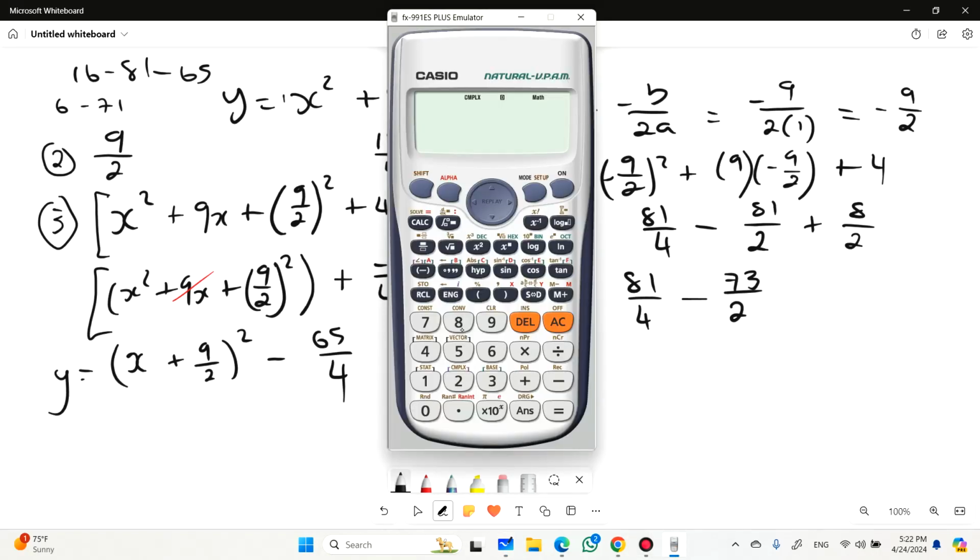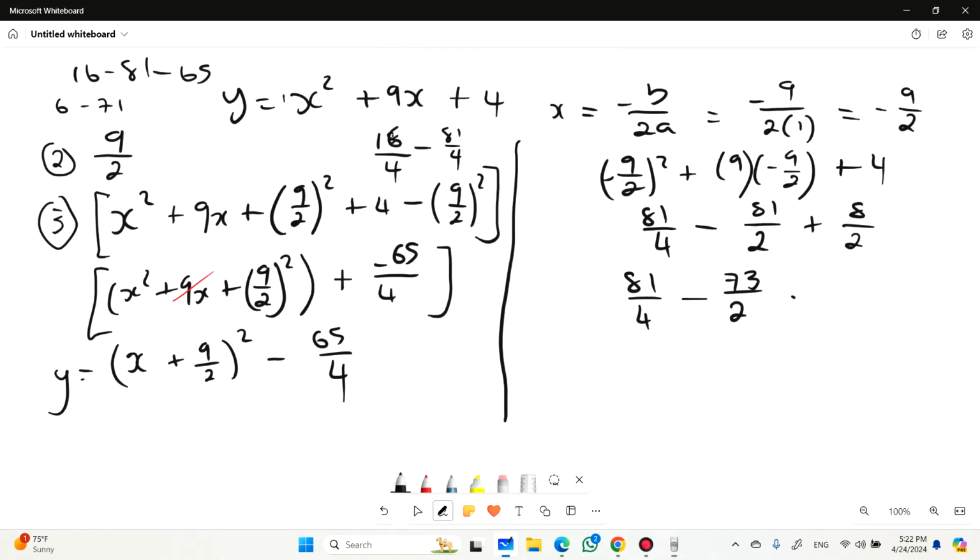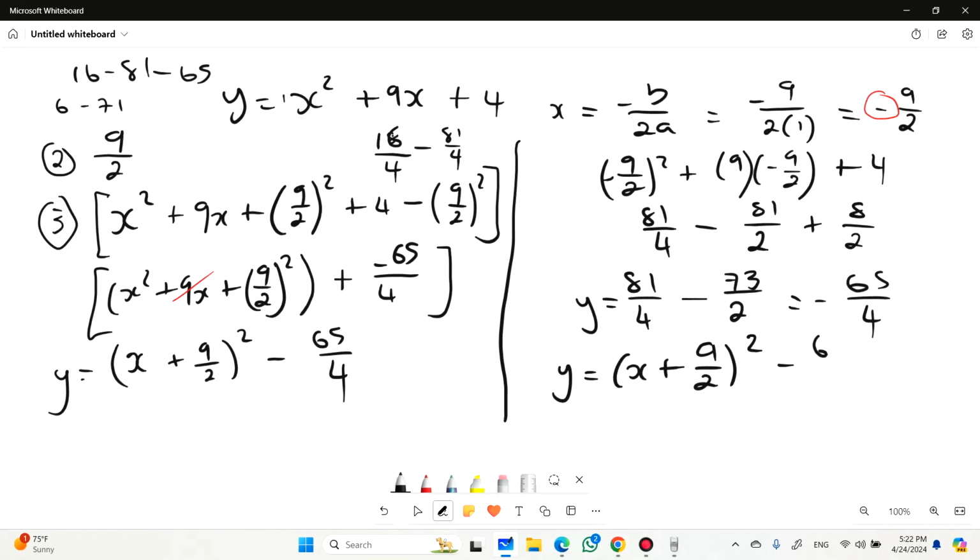So basically I have 81 divided by 4 minus 73 divided by 2, or rather minus a 2. That would give us negative 65 over 4. So therefore I notice that, okay, when my x is a negative, then when I put it in that form, it should be a positive. Therefore y should be x plus 9 over 2 squared, then my y is basically 65 over 4, which is the same as what we got on the left hand side, right?